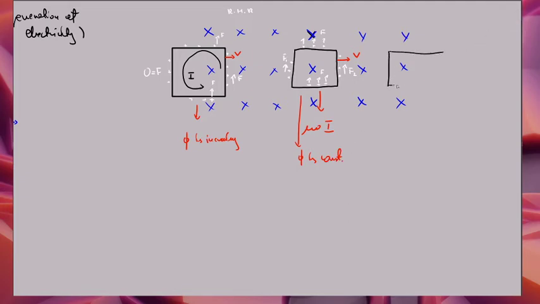And now let's consider one more case where we take this loop and drag it out of the magnetic field. So here's the loop, it moves to the right at speed v. And again, we have charges all over the place, so let's put these positive charges. And let's consider the forces.